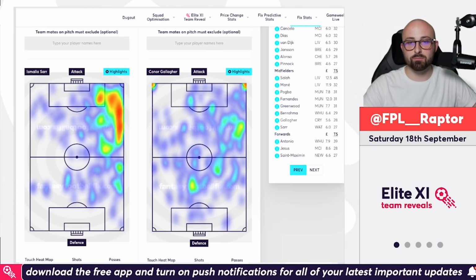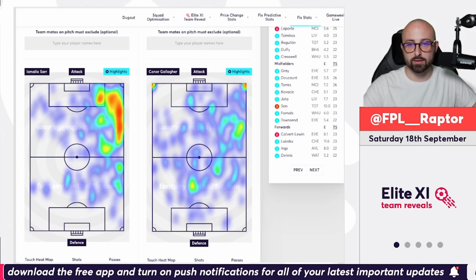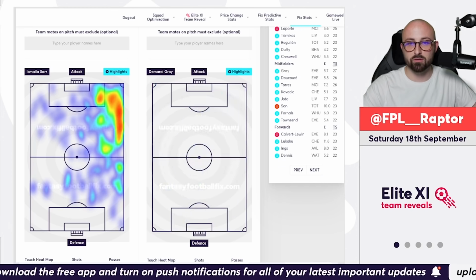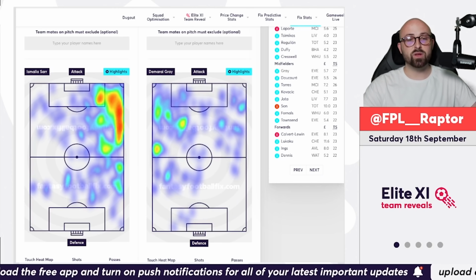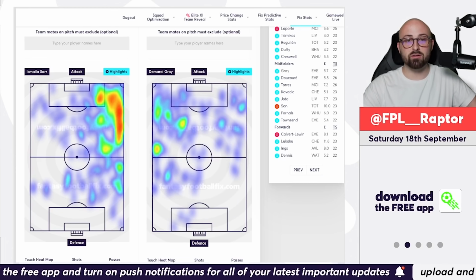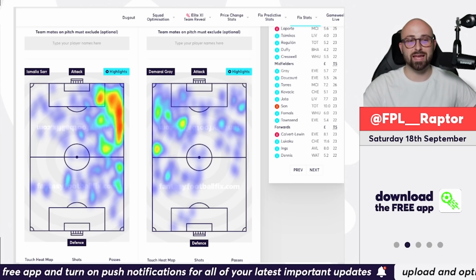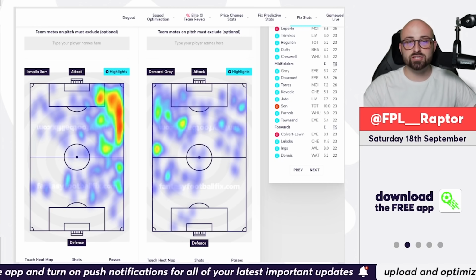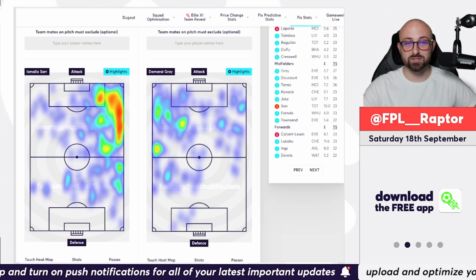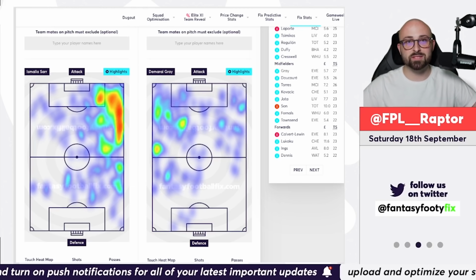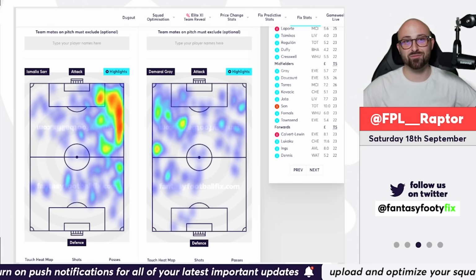Perhaps a more direct comparison might be someone like Demarai Gray, who we know is a winger. So if we compare Ismaila Sarr and Demarai Gray, obviously Demarai Gray at the time of recording this has played 1 less game than Ismaila Sarr. But you can see straight away he's not getting into the box anywhere near as much. His touches are a lot more spread out. Ismaila Sarr is a very obvious position for Watford.